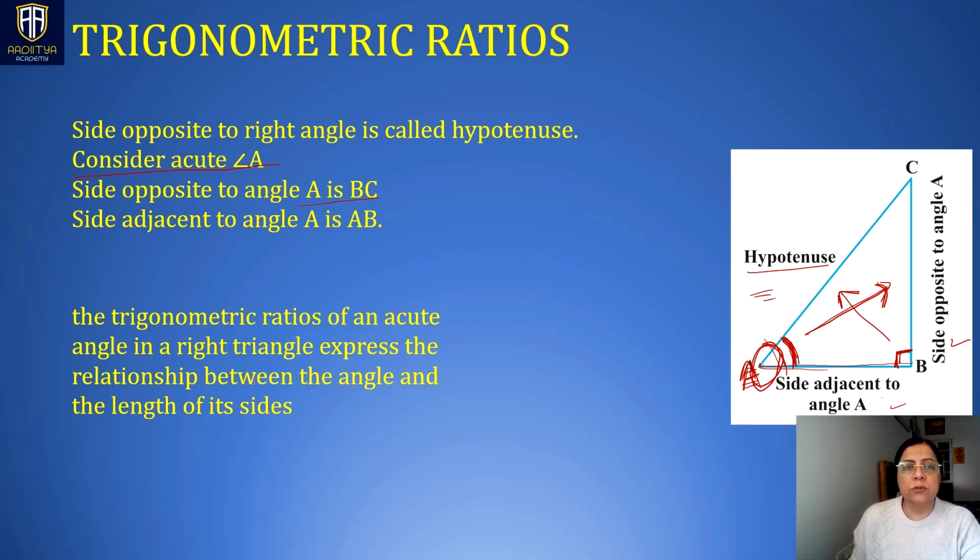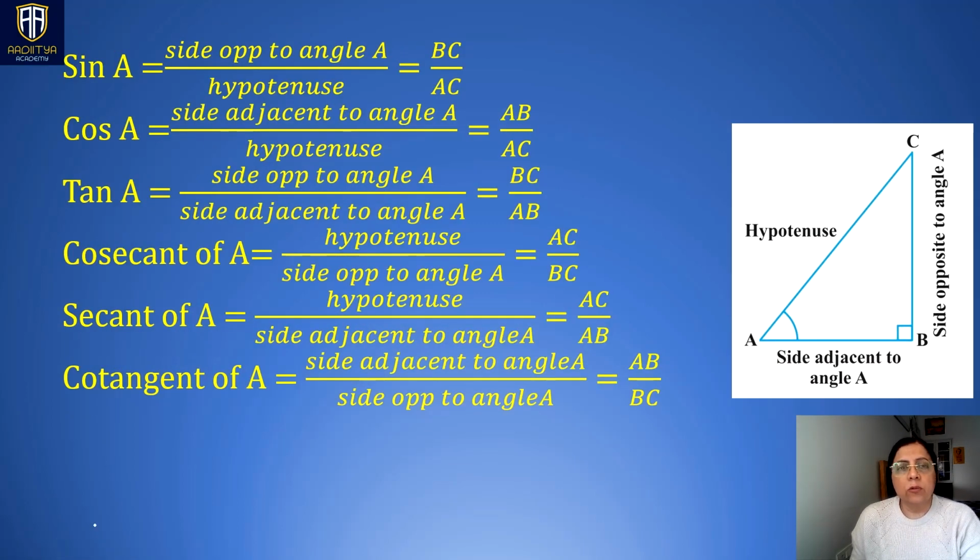Now, the trigonometric ratios of an acute angle in a right triangle express the relationship between the angle and the lengths of the sides. Right? That means we have 6 different trigonometric ratios, and they are nothing but the ratios of any two particular sides. Now we start taking ratios.